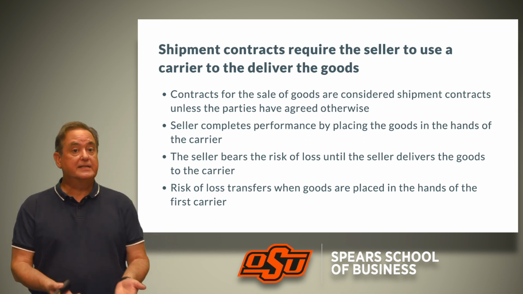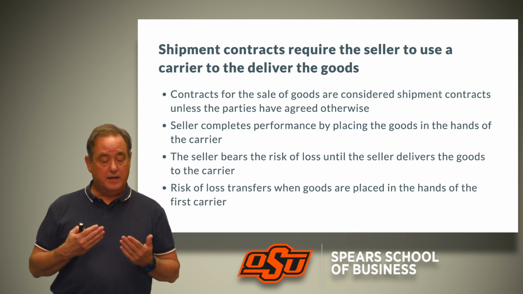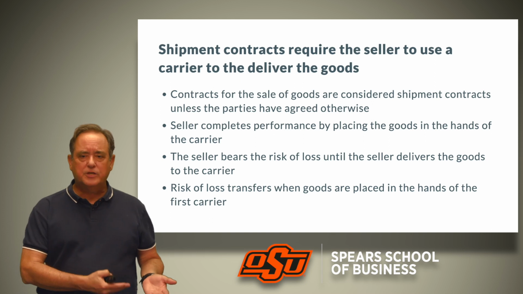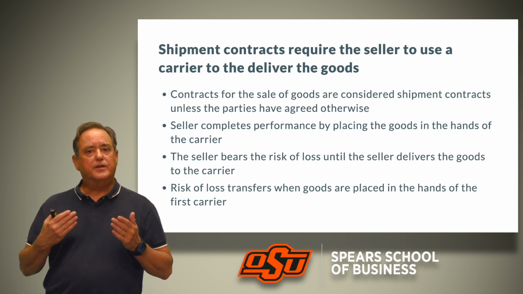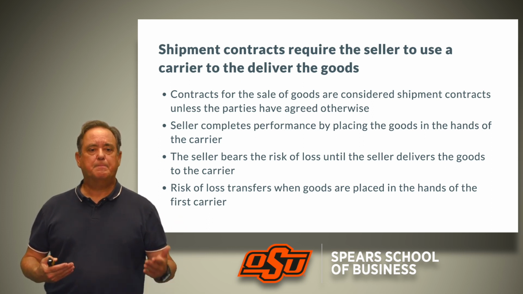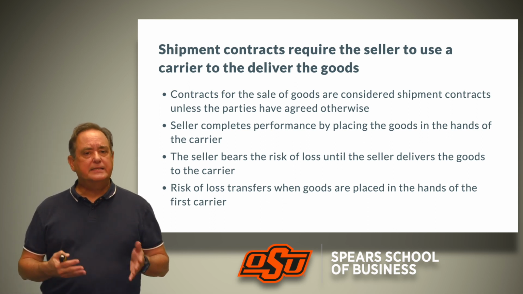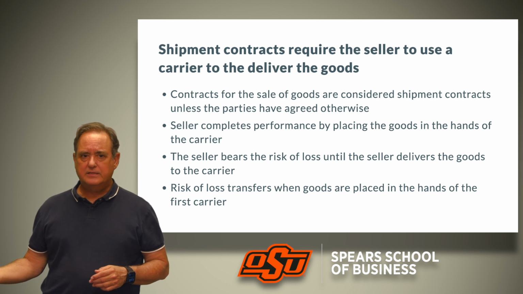Therefore, on your exam, if there is a contract involved and the contract does not mention whether it's a shipment contract or a destination contract, the default rule says they are shipment contracts. And with a shipment contract, the seller completes its performance by placing the goods in the hands of the carrier.